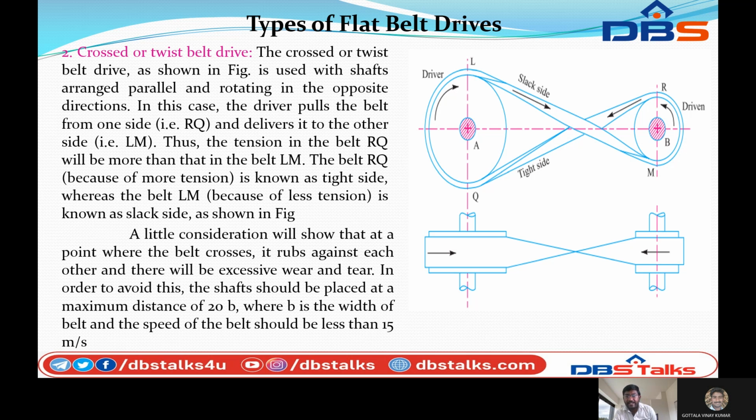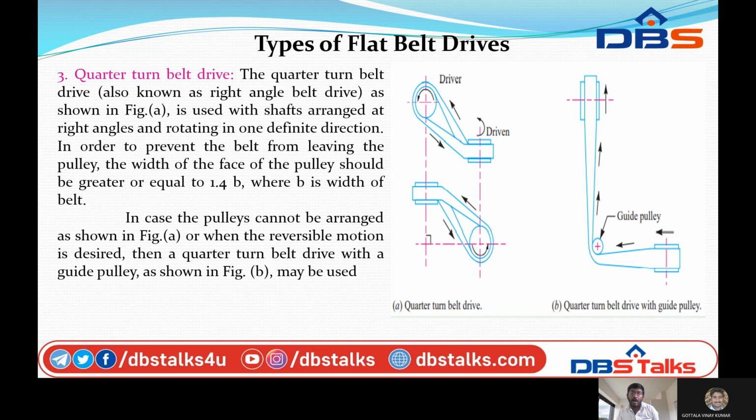So the next type of the belt is the quarter turn belt drive. The quarter turn belt drive is also known as right angle belt drive, as shown in figure A. So it will be shown like that, a right angle belt drive. It is used with shaft arrangement at right angle and rotates in one definite direction.